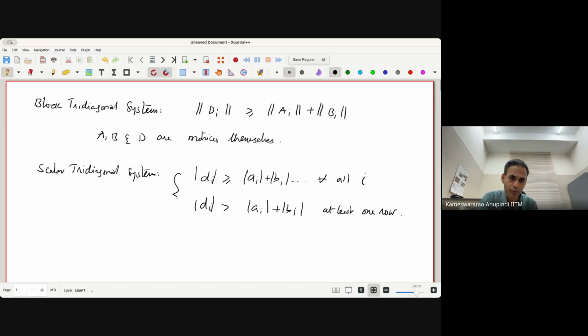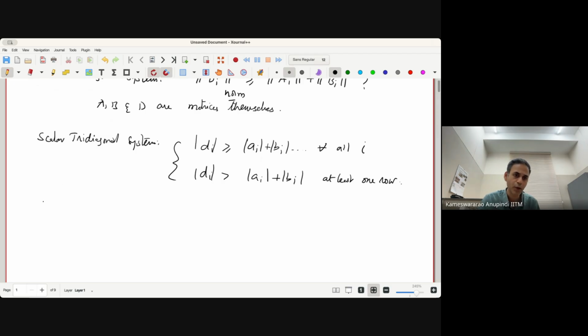Now, calculating this is not a problem in the case of scalar tridiagonal systems. But when you come to matrices, how do we calculate this? Now that D is a matrix, what value should we take to represent it as the norm? That is what today's topic of discussion is going to be. We are going to look at how to calculate these values, which are known as vector norms and matrix norms.